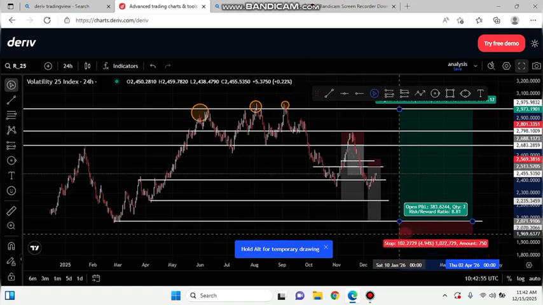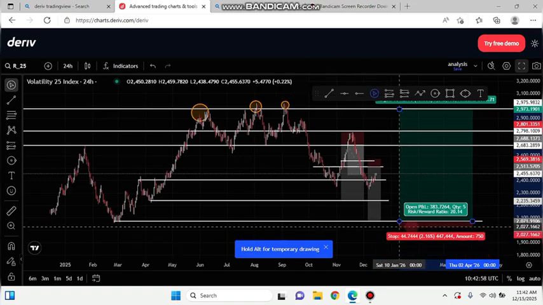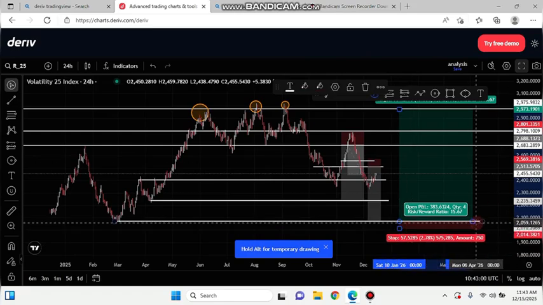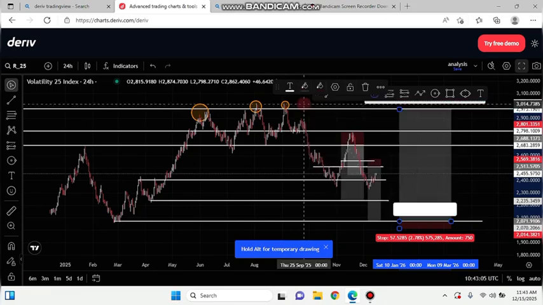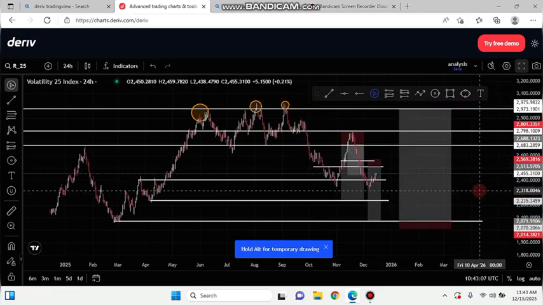And our SL is probably just going to be right below this. So that's going to be a very refined entry. And trust me, it's something worth the wait, right? This is something worth the wait.